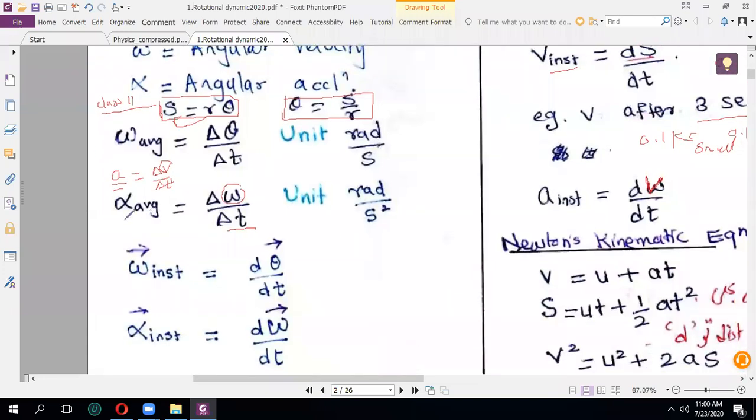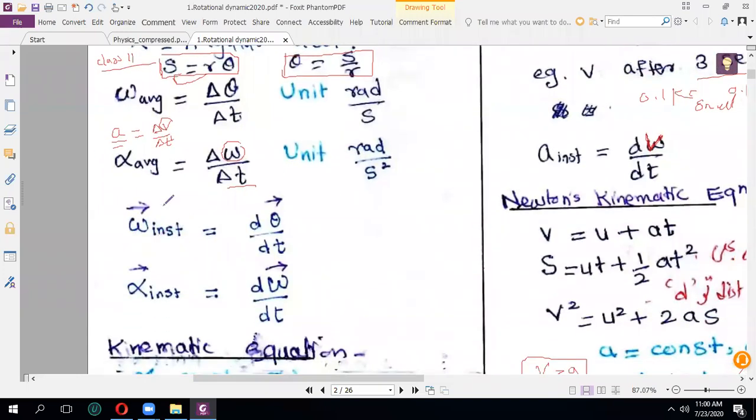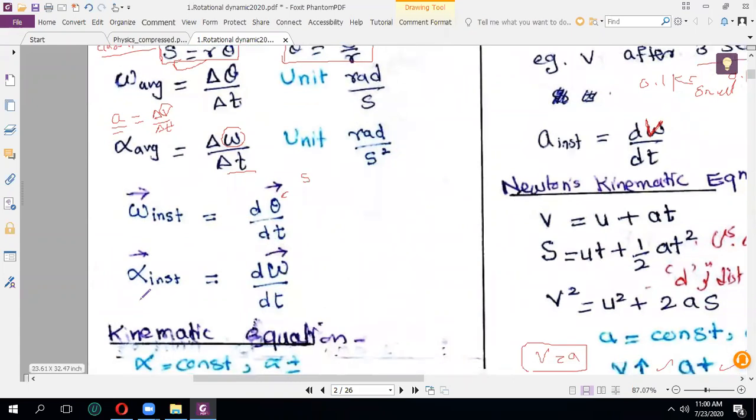Similarly, we can find the formula of instantaneous angular velocity. Same. The distance is represented by theta symbol, and time is as it is. Similarly, we can find the instantaneous angular acceleration formula. What is the formula? d omega upon dt. Have you understood how we are converting linear motion to angular motion formula? कैसे बनाया? Understood? Very easy.